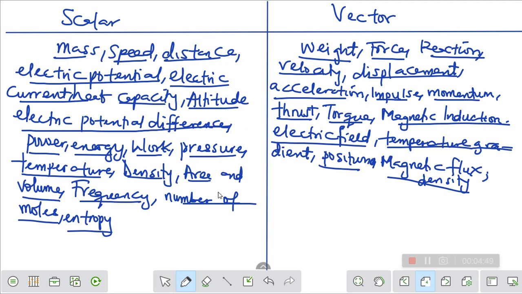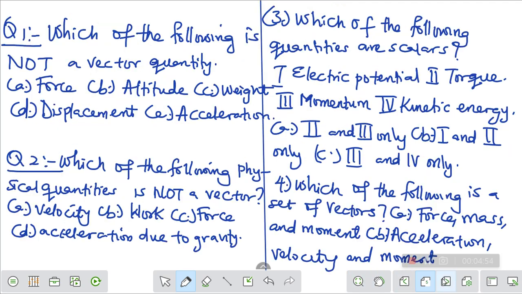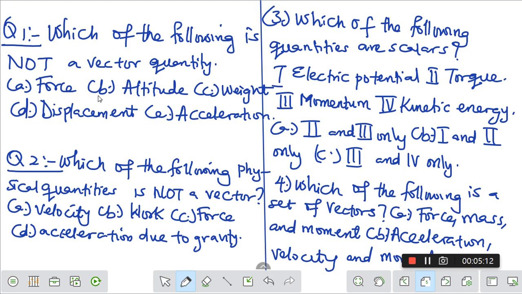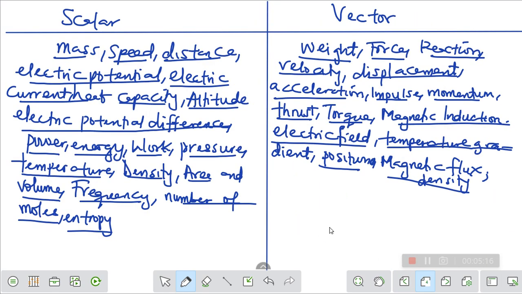Number one, which of the following is not a vector quantity? You know that force is a vector quantity, weight is a vector quantity, displacement is a vector quantity, acceleration is a vector quantity. If you are confused, you can go back to your diagram and see all these things there. So the only one that is not a vector quantity is altitude. Altitude is a scalar quantity. Look at it, this is altitude. That's why I say you should study this diagram.